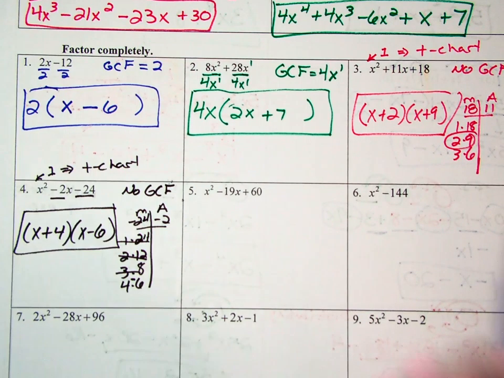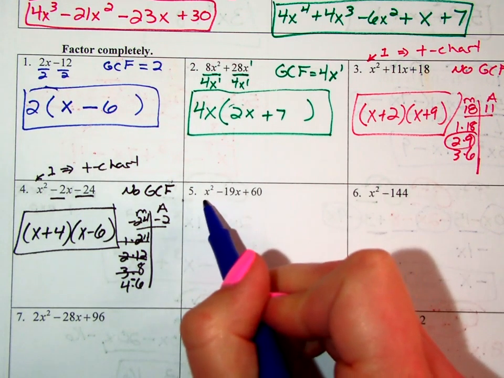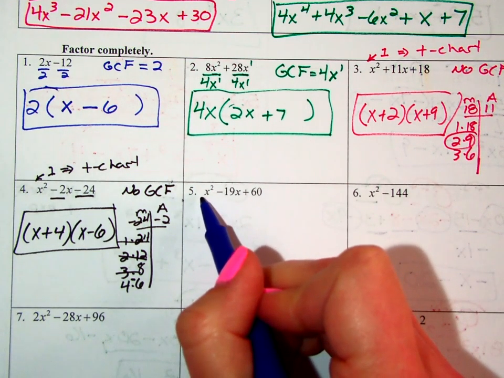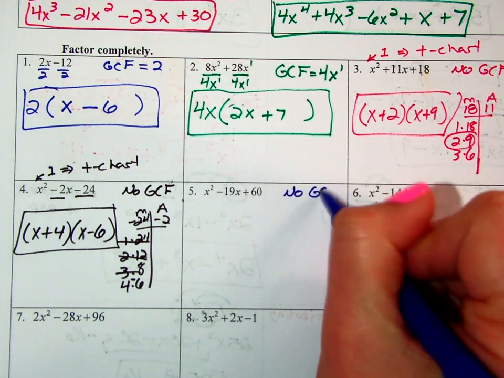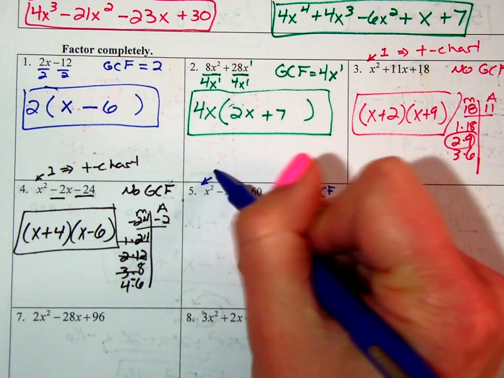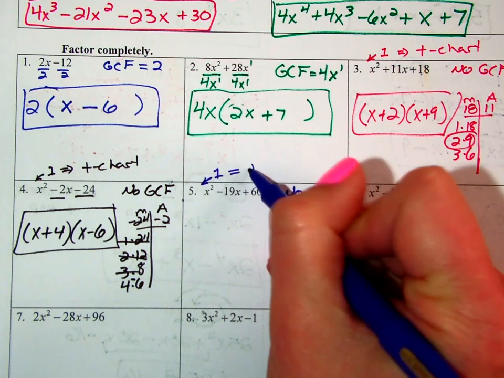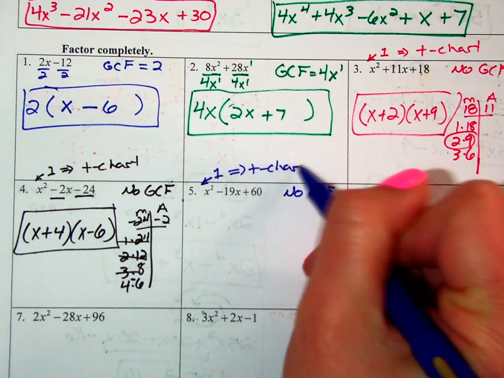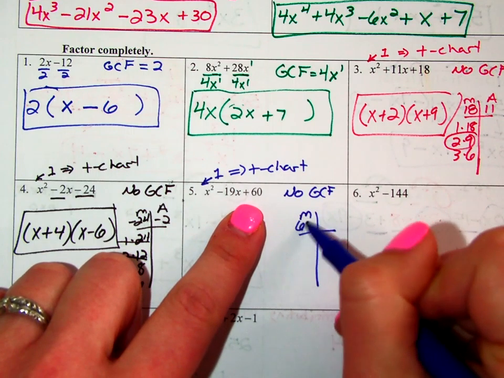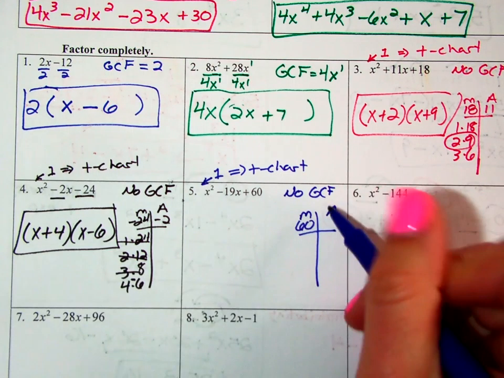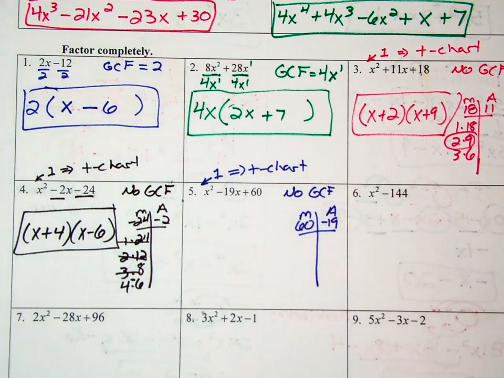All right, number 5. Again, I look for a GCF, but the first term's a 1, so no number. There's not an x in all of them, so that means no GCF. My first term is a 1, so that tells me that we have to do a t-chart. So we have to think about multiplying to the last, which is 60, and adding to the middle, which is negative 19. So we can make our list, right?